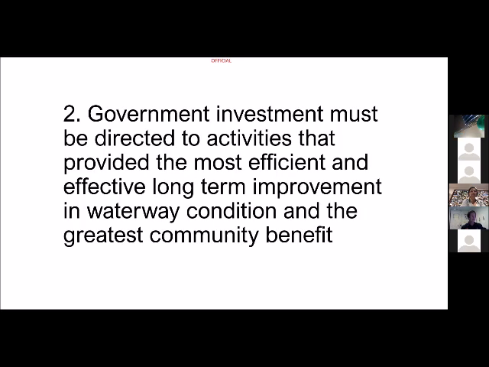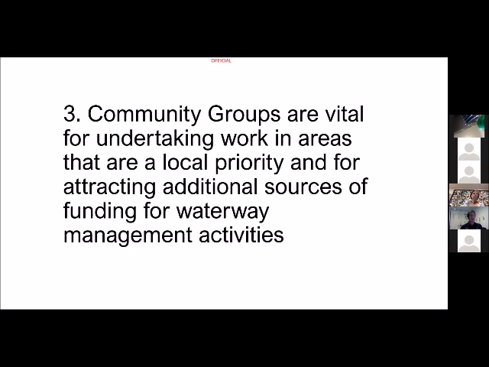The second policy or factor is that government investment must be directed to activities that provide the most efficient and effective long-term improvement in waterway condition and the greatest community benefit. I touched on that before. Under this current strategy, the government now sees revegetation, stock exclusion, and woody weed control as the three best ways to deliver waterway health. Okay? Not rock. Community groups are vital for undertaking work in areas that are a local priority and for attracting additional sources of funding. This is great for your group because you have that support. You've got that push now from the Burgoigee Creek to really put a case together.